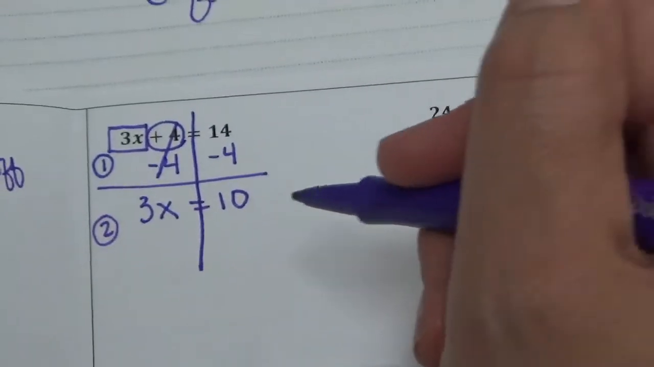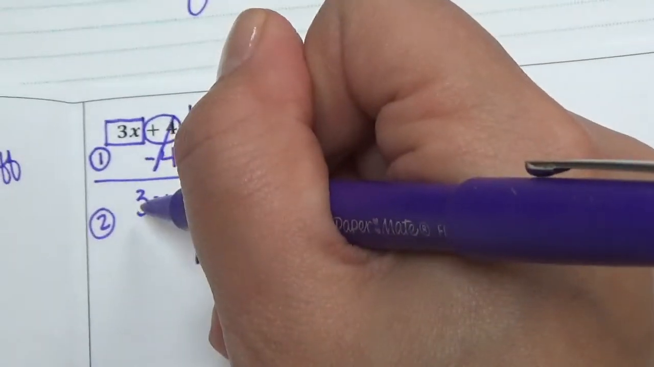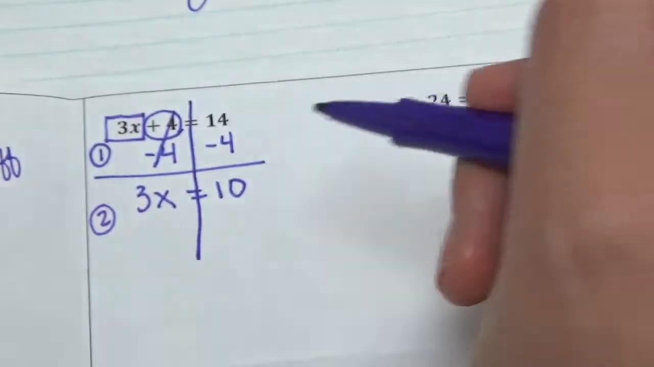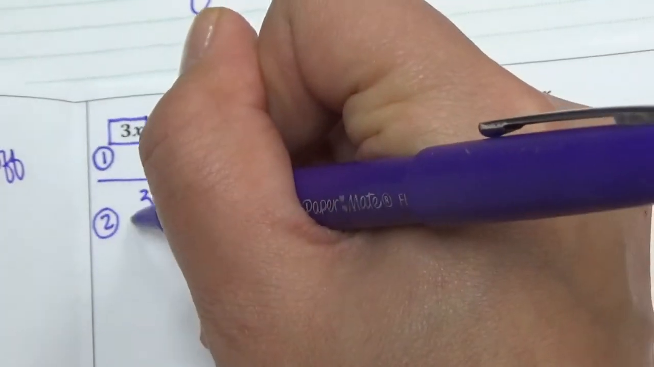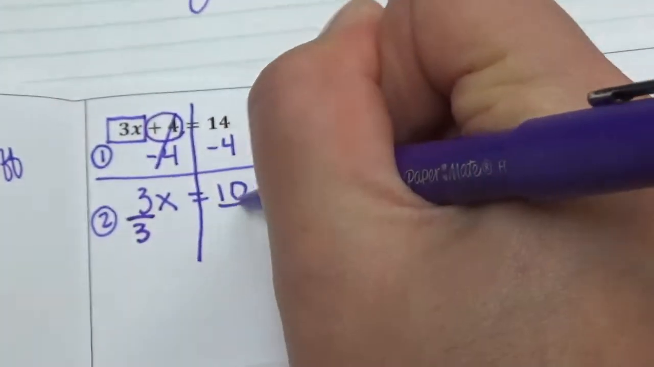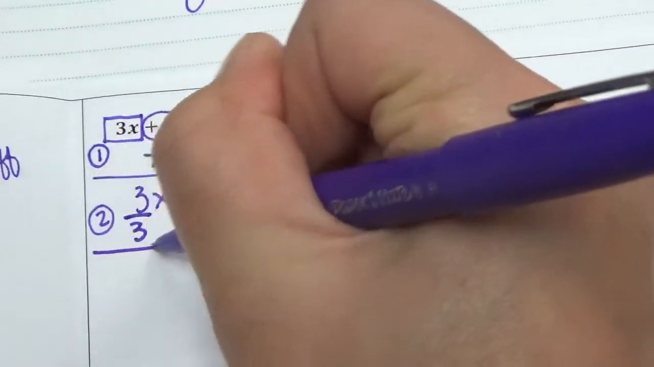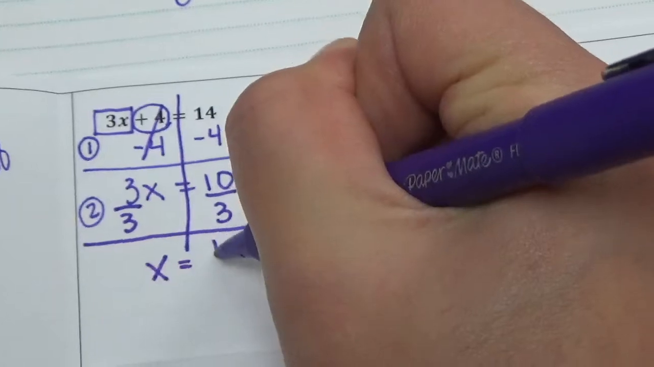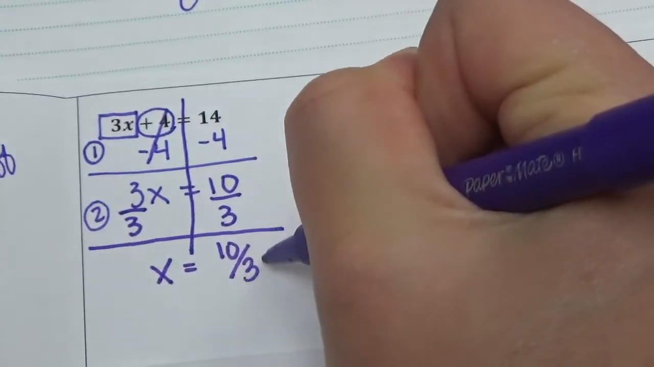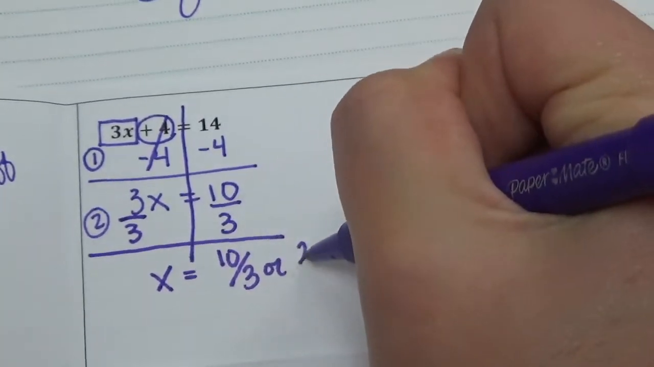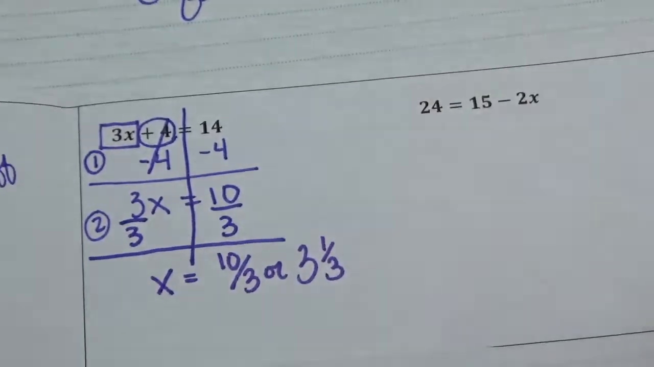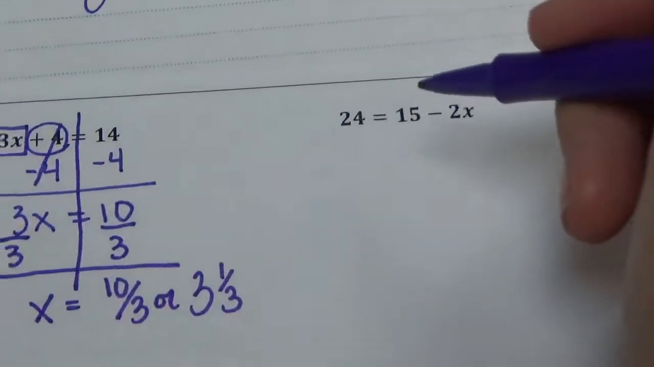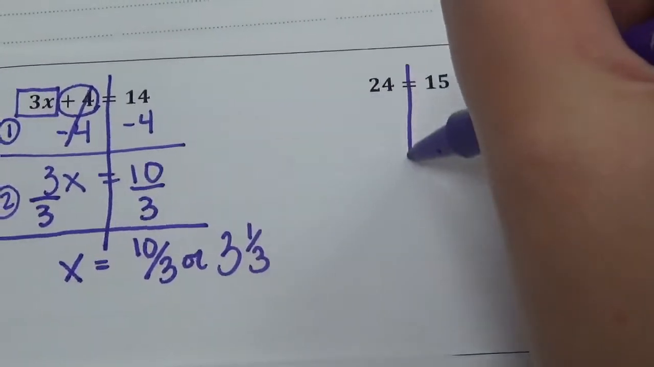I'm on to step 2. Step 2 is multiply or divide by the coefficient, the number attached to x. And in this case, we're going to divide by 3. Let's divide both sides by 3. And we get x equals 10 over 3, or 3 1/3. Let's look at the next one. Draw the mirror line.